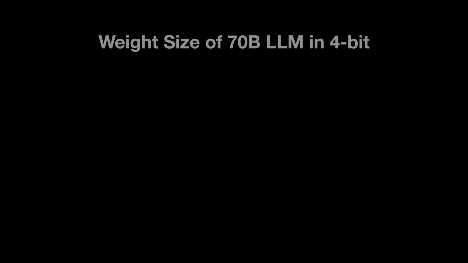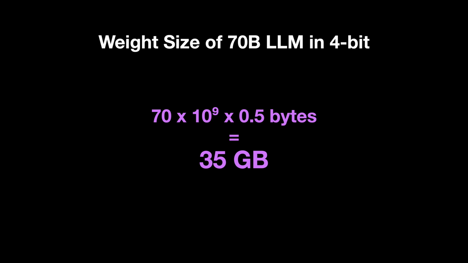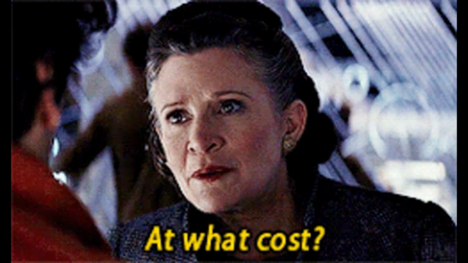Now compare that with an ideal 4-bit representation. 4-bit is half of a byte. So if we calculate it for 70 billion parameters, it's now 35 gigabytes. Same parameter count with the same architecture for the LLM, but very different hardware requirement and very different cost.